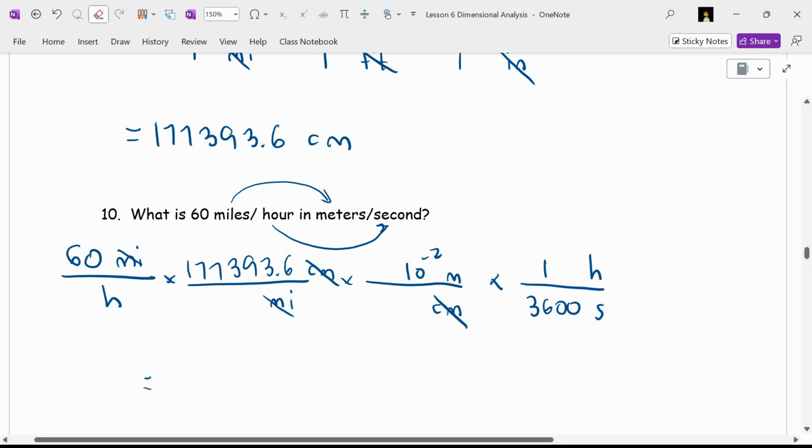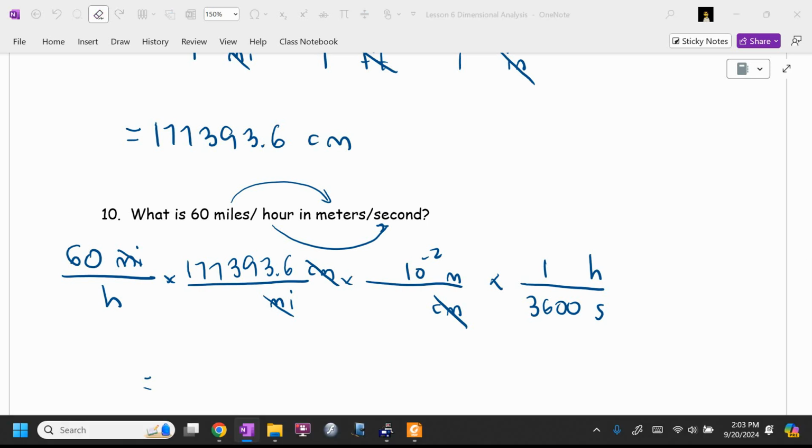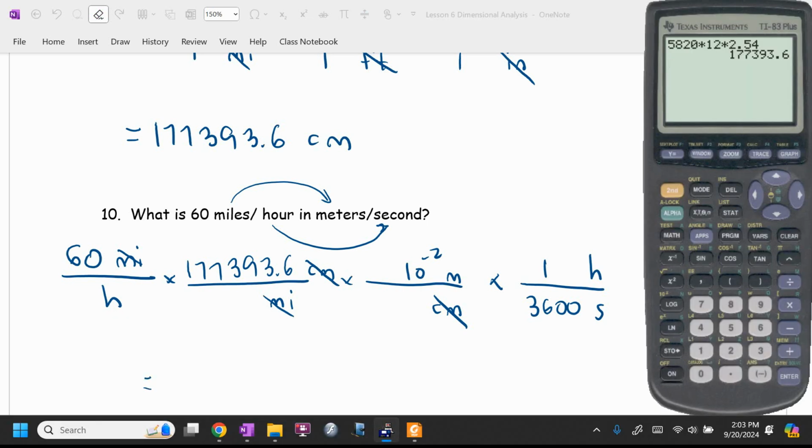Ready, everybody, for a shortcut? I'm going to show you a great shortcut. Don't type on your calculator yet. First of all, if you did, that's fine. The last number you have on your calculator, for all of you, is it 177,393.6? Okay, type 60 times, and all of you have an answer button. That puts in the previous answer. Now, where is your answer button?